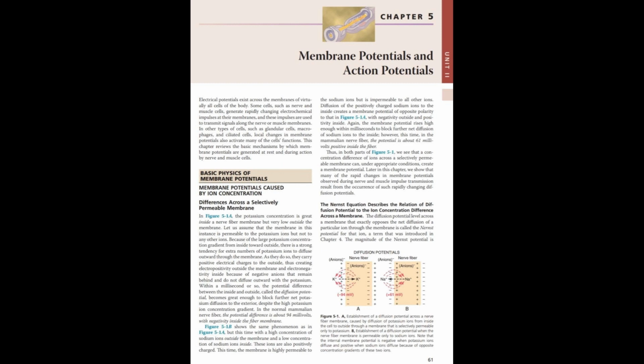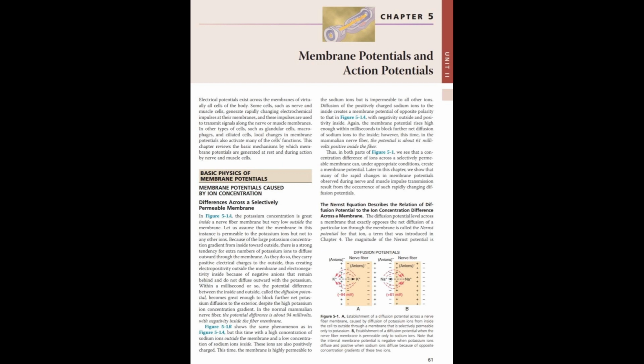Then let's come to the next heading, that is the basic physics of membrane potential. And under this, it is written membrane potential caused by ion concentration. Highlight these two headings and differences across a selectively permeable membrane. About figure 5.1a and b, you can just read the figure, mark figure 5.1. If you want to read the text, you can read it, but if you can understand it through the diagram and the slides, it's enough.